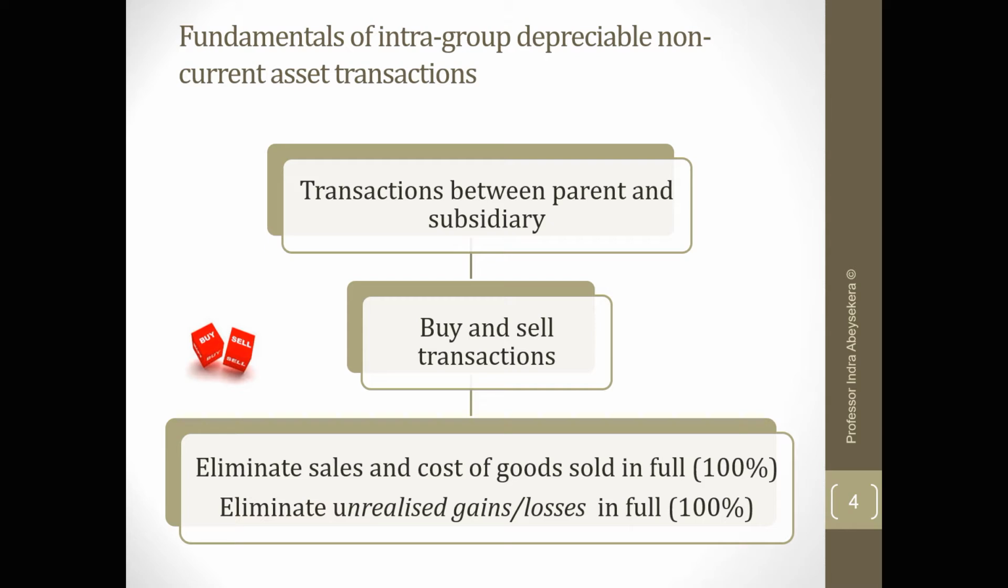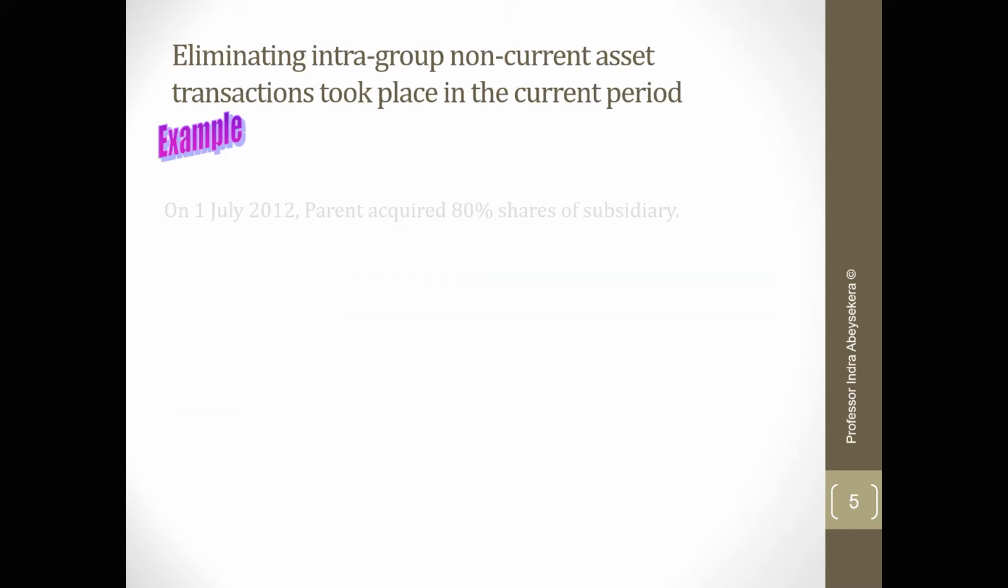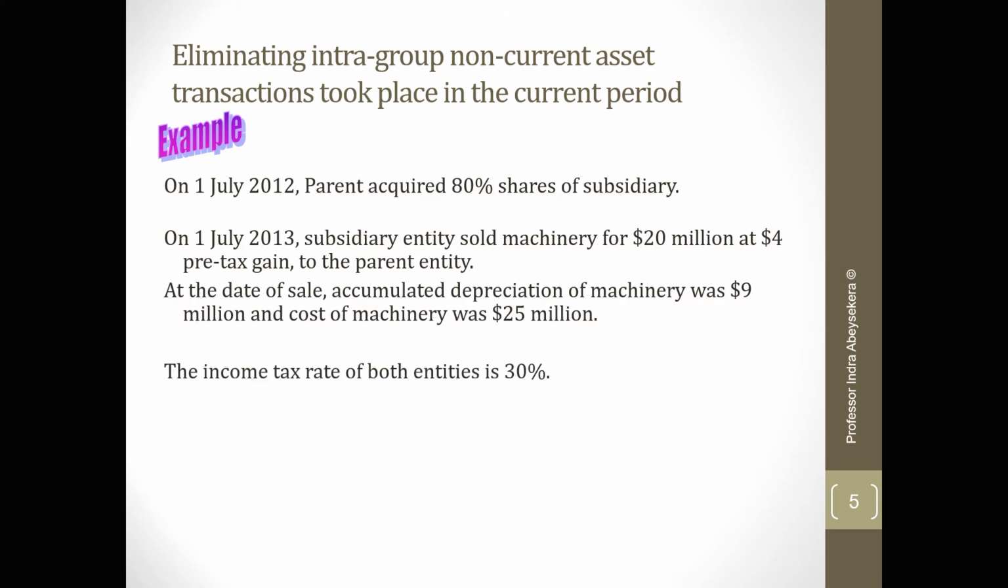But anything to do with ownership, like elimination of the investment, because it is to do with the ownership, we eliminate in proportion to the ownership. But when it comes to transactions, because the parent controls the subsidiary, we eliminate transactions in full. Whether the transaction took place from parent to subsidiary or subsidiary to the parent does not matter. It's an intra-group transaction. So let's look at an example.